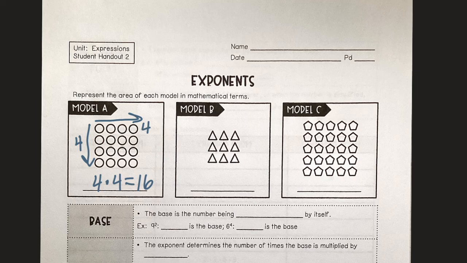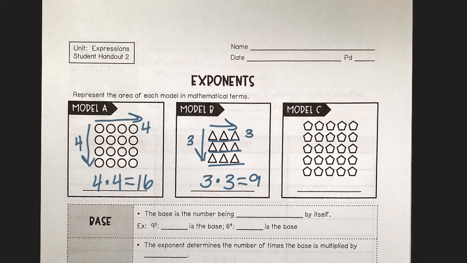This is similar to what exponents are. When we are taking a number and multiplying it by itself several times, that is the math behind exponents. Now in Model B, we've got the same thing. Going across, we have 3 triangles. Going down, we have 3 triangles, which means we have 3 rows of 3 triangles. So that is 3 times 3, which gives us a total of 9 triangles. Same concept, we're multiplying a number by itself, giving us a total of 9.